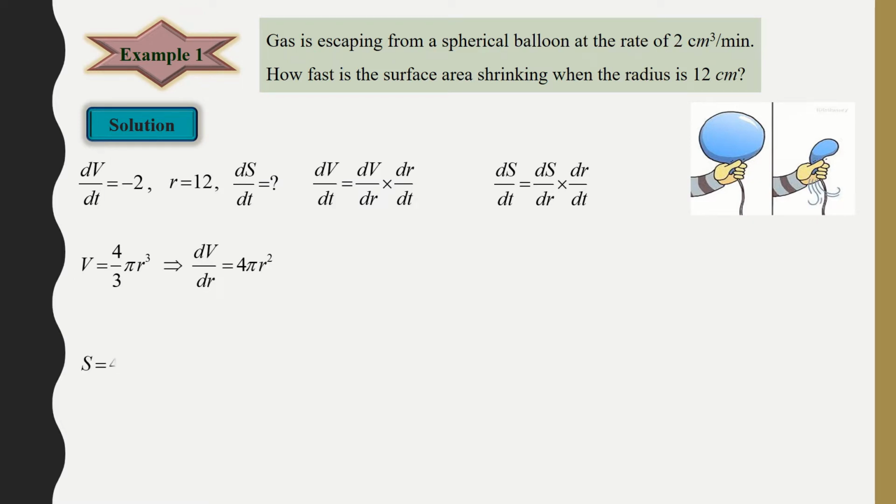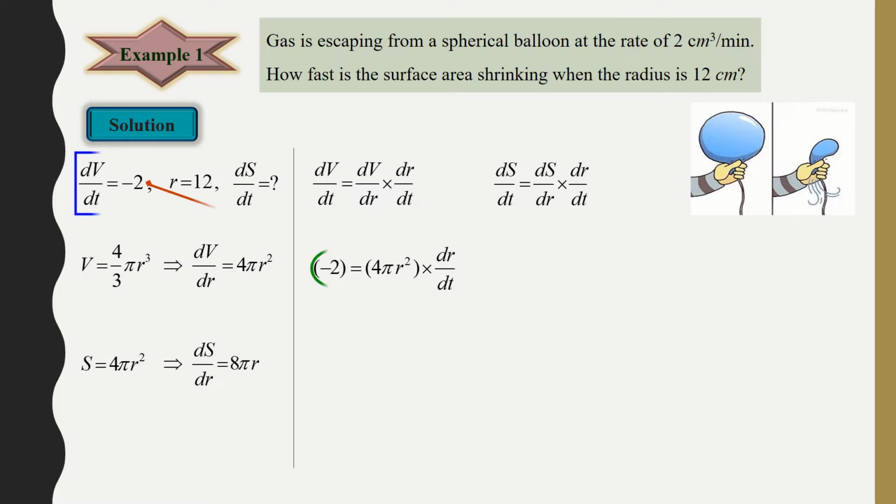S = 4πr², which is the surface area of a sphere. So we can find dS/dr = 8πr. After that, for dV/dt = dV/dr multiplied by dr/dt, we substitute dV/dt = -2, and then we substitute dV/dr, which is 4πr². So we get dr/dt = -2 times 1/(4πr²). Then we simplify, and we get dr/dt = -1/(2πr²).